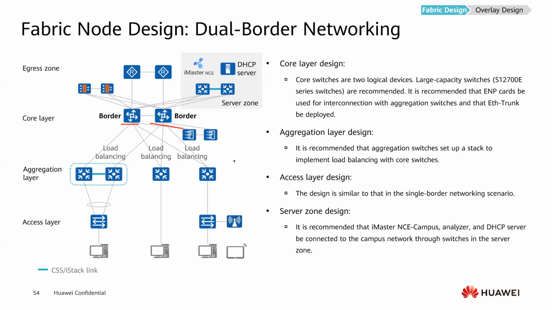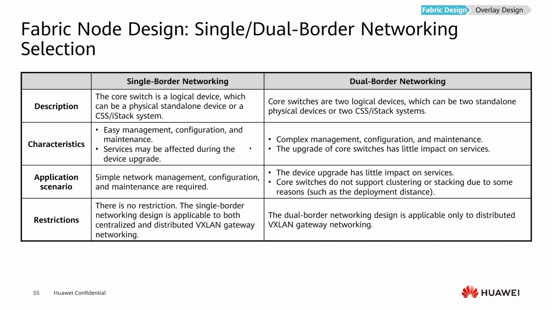You also need to think about the reliability of the network. In this scenario, if you want one border to connect to a separate external network, you can use this network mode. Okay, and this is a selection for the border node.